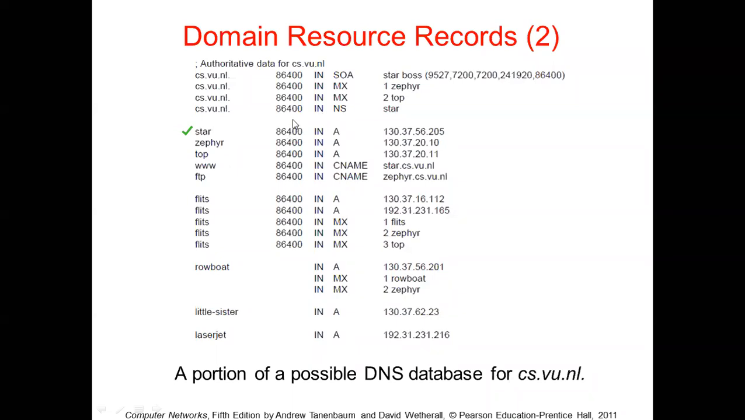Then next is time to live. Right now the time to live in this particular example is set to 86400, that is 86,400 seconds. This particular data is valid. So the domain name is star, the time to live value is 86400. I told you IN stands for internet record. A means IP address. And what is the IP address of star? 130.37.56.205.